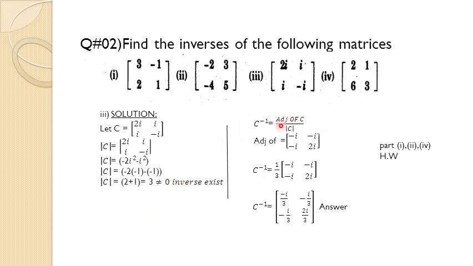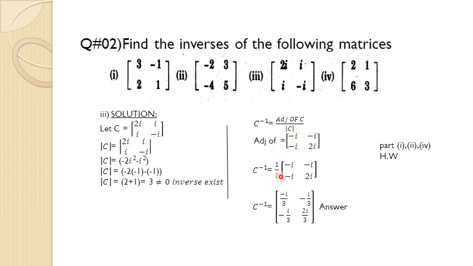What is the formula of the inverse of a matrix? If we have 2 by 2 or 3 by 3, adjoint of the matrix upon determinant. Now here we have supposed C, so adjoint of C upon determinant of C. Okay, how can we get the adjoint of C? Adjoint of C means just changing the places of A and D, like this, and changing the sign of B and C, like this. Okay, this is the adjoint of C.